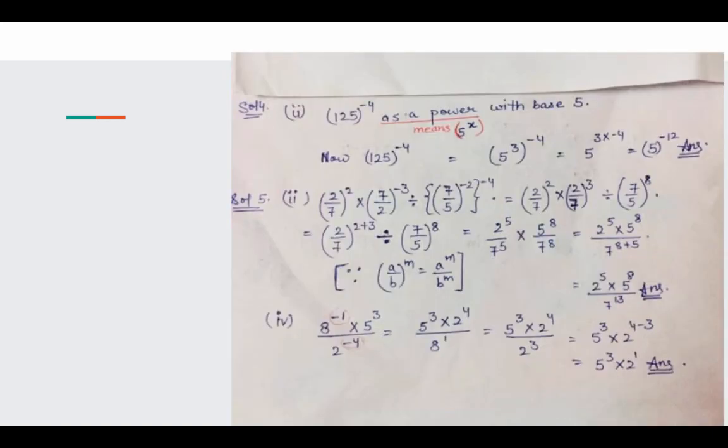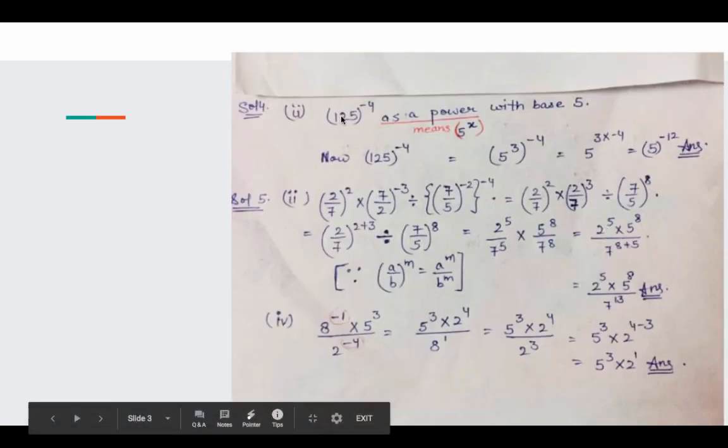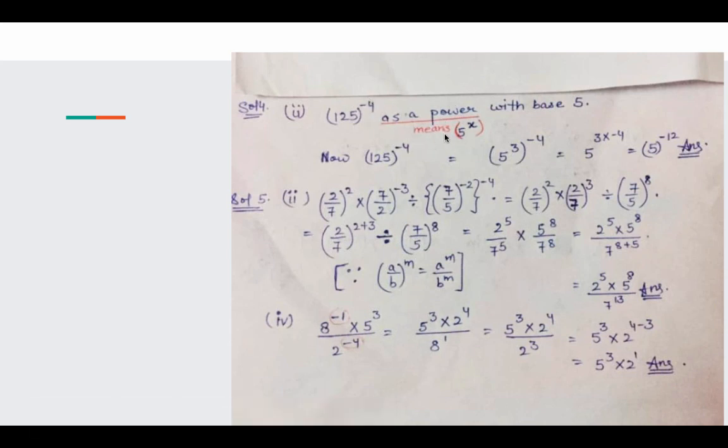Question number 4 is, we have to express 125 whole raised to power minus 4 as a power. Now, as a power in the question means what I've written? It means this in the exponential form. What is the base we want? What is the base needed? It is 5. Now, that means as a power with base 5 is 5 raised to some power. Okay, power can be anything. Let's see. 125, we all know 5 into 5 into 5 it is.